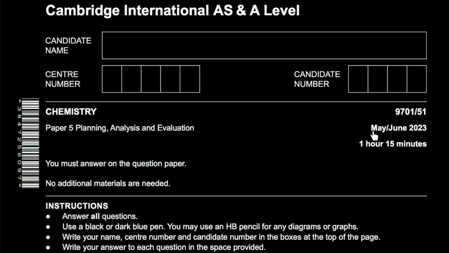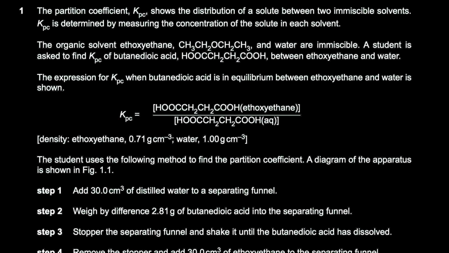So today we're going to be doing May-June 2023, paper 51. Question number 1 says, the partition coefficient shows the distribution of a solute between two immiscible solvents. The partition coefficient KPC is determined by measuring the concentration of the solute in each solvent. The organic solvent ethoxyethane and water are immiscible. A student is asked to find the partition coefficient of butane dioic acid between ethoxyethane and water.